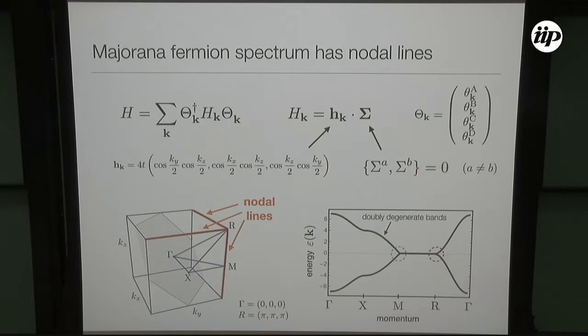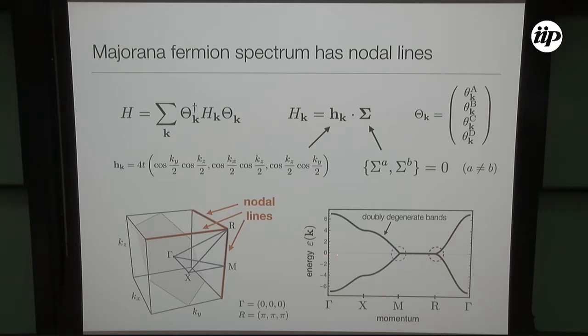The fact that these anti-commute tells you that this looks like a Dirac Hamiltonian for a massless particle, except that the function of momentum here is not just k, but some function with the symmetry of the lattice. So there's cosines of k's. And the spectrum that comes out of this is represented here in this picture. These are high symmetry lines in the Brillouin zone of the cubic lattice.